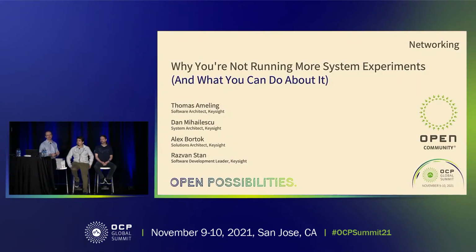So this is XCI team here from Keysight. We're going to talk about running system-level experimentation and doing so efficiently. I'm Alex Bortek from Product Management, and with me today we have Razvan Stan, who is a software development leader, and Thomas Amelin, software architect. Also, I have Dan Michalescu, who is participating in a virtual session from Romania.